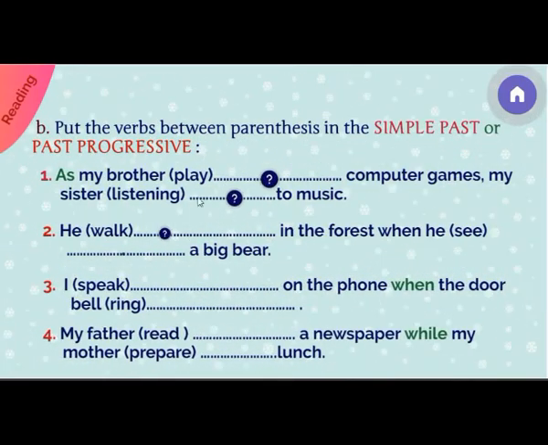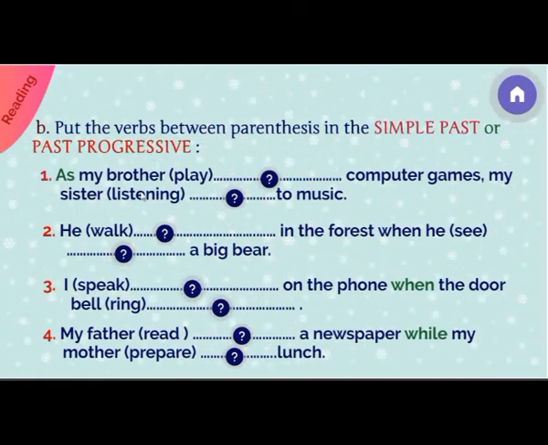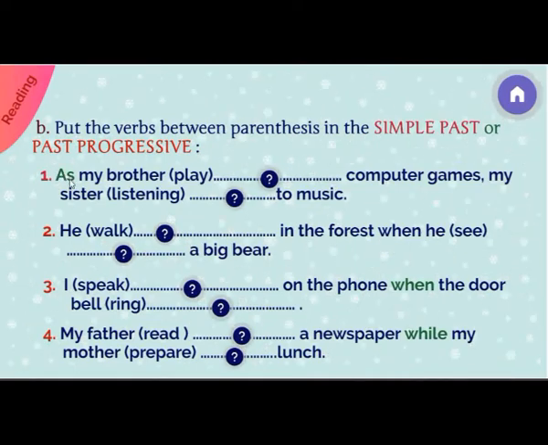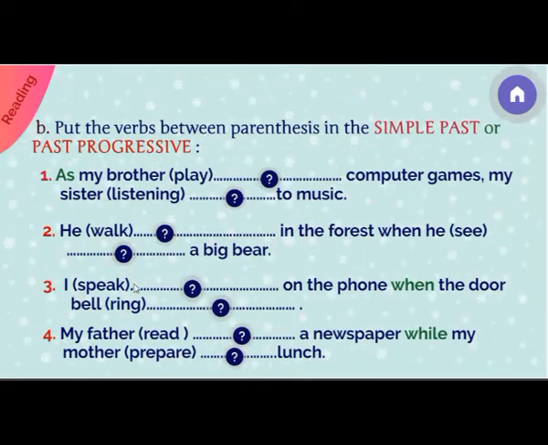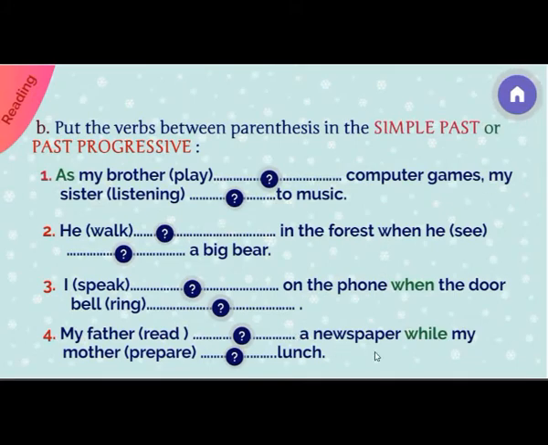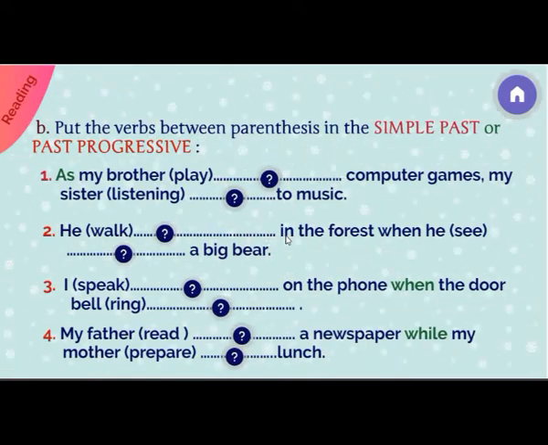Here I need you to put the verbs between parentheses in the simple past or in the past progressive tense. Okay, think of it for 5 minutes and we are going to correct them together, but before that I can read them for you. As my brother play computer games, my sister listening to music. We have here as. It's like when we say while. Number 2, he walk in the forest when he see a big bear. We have when here. Pay attention. 3, I speak on the phone when the doorbell ring. And 4, my father read a newspaper while my mother prepare lunch. We have while. You can go back to the rule if you need help. So pause the video, think of correct answers and let's check them together.